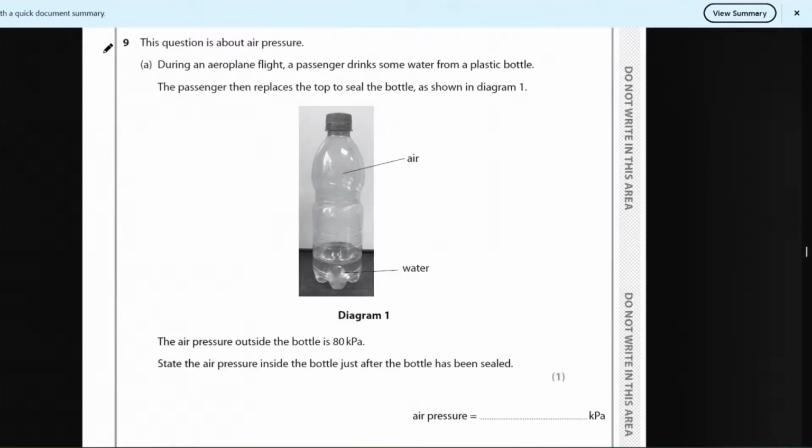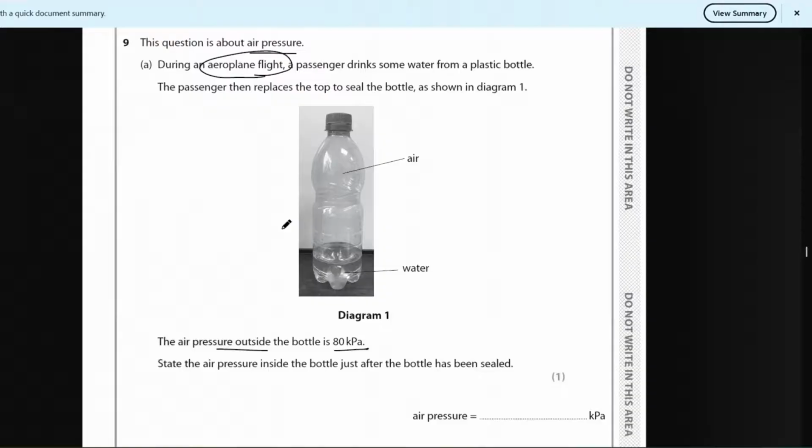Okay, let's look at number 9 now. This question is about air pressure. Question A, during an aeroplane flight, a passenger drinks some water from a plastic bottle. The passenger then replaces the top to seal the bottle as shown in diagram 1. The air pressure outside the bottle is 80 kPa, which is less than the atmospheric pressure on the Earth's surface. So the question is, state the air pressure inside the bottle just after the bottle has been sealed.